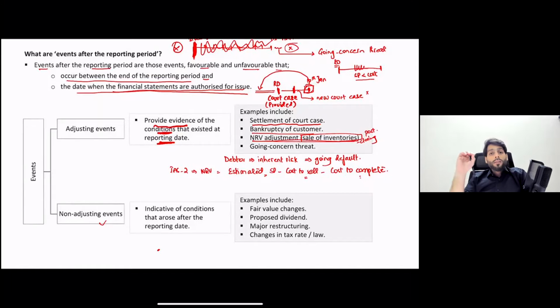So actually the NRV testing that we are taught about in IAS 2 is coupled with the scope of IAS 10. IAS 10 allows you to look at the transactions that happened beyond the reporting date, and based on those transactions you try and conclude whether NRV write down is required or not on the inventory at the reporting date, right? So NRV write down is always an adjusting event, and it's supported by IAS 2 as well.